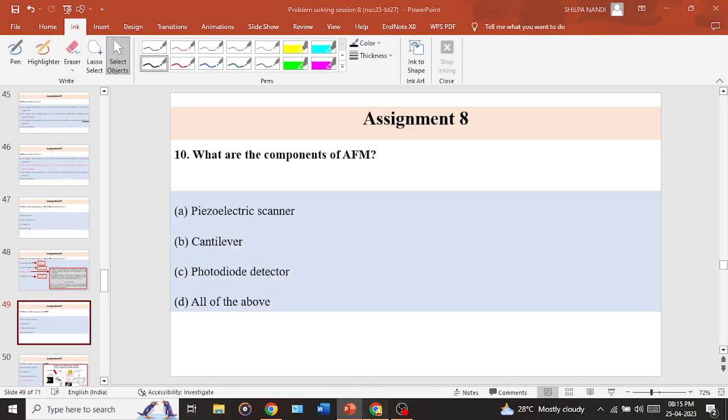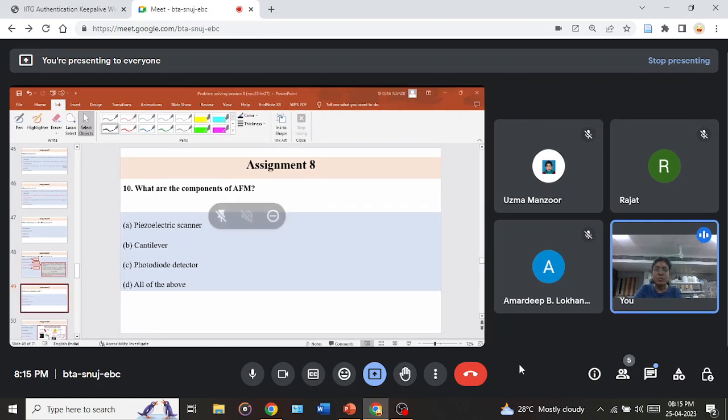So we have our next question, number 10. What are the components of AFM? So AFM stands for, okay, we will see what the options are and then continue. The options are A, piezoelectric scanner, B, cantilever, C, photodiode detector, and D, all of the above.